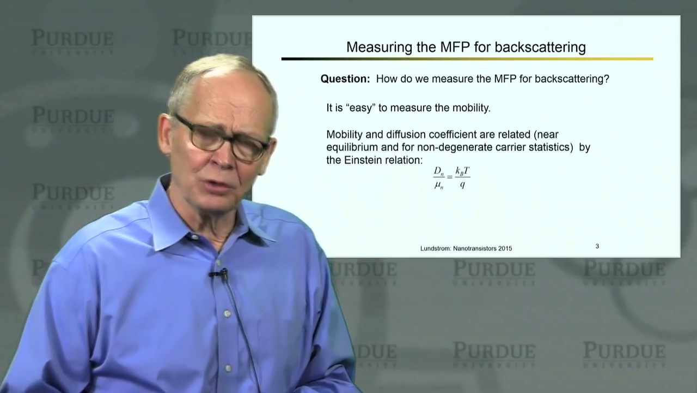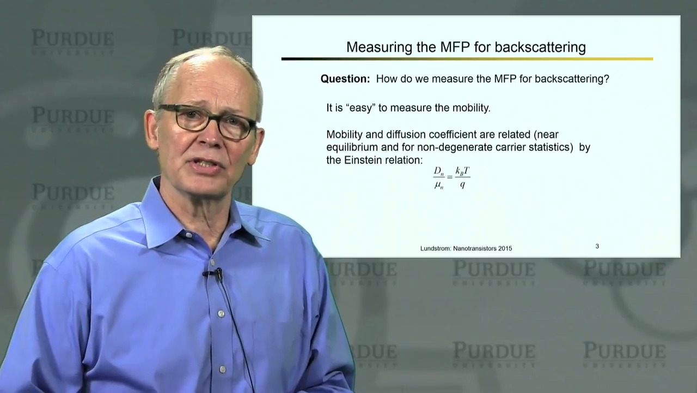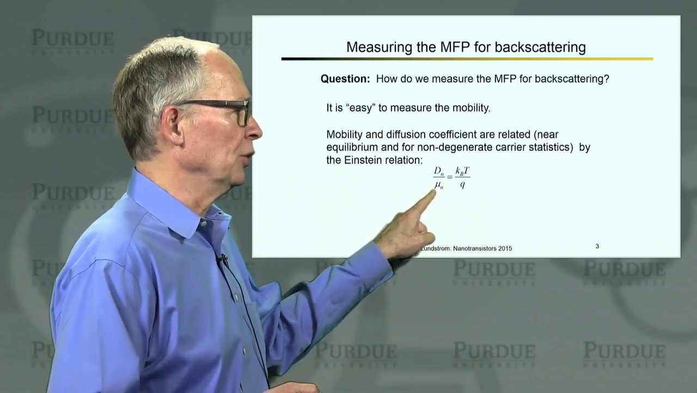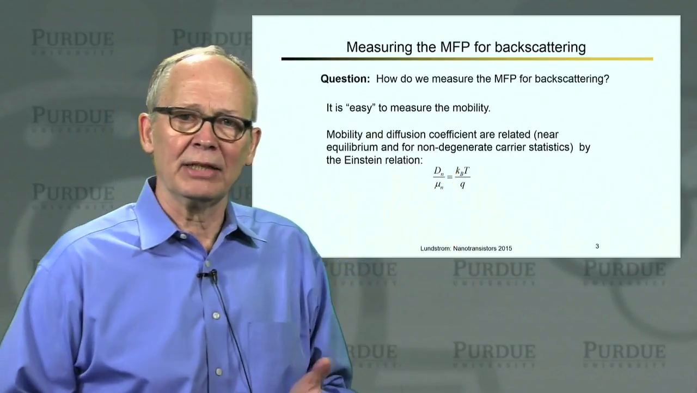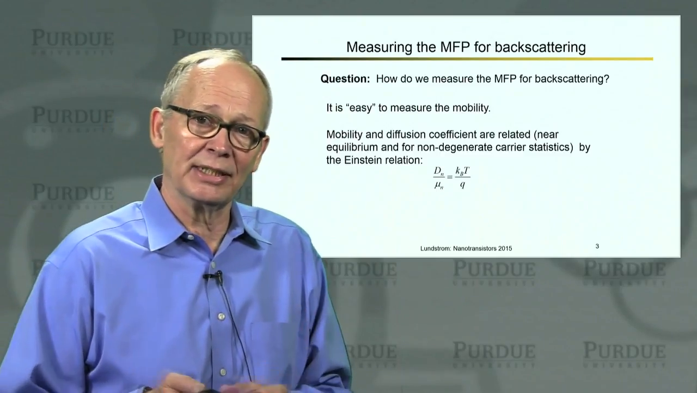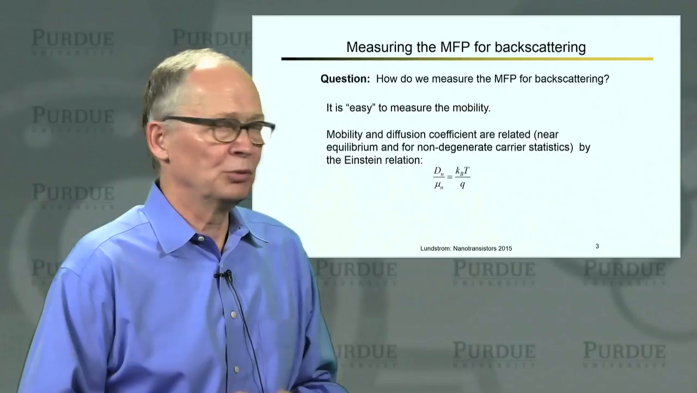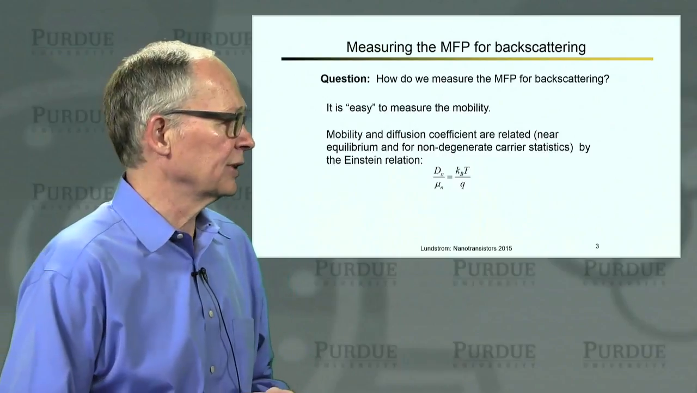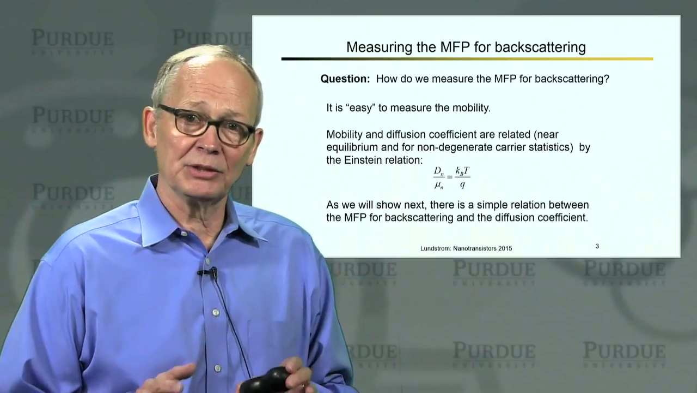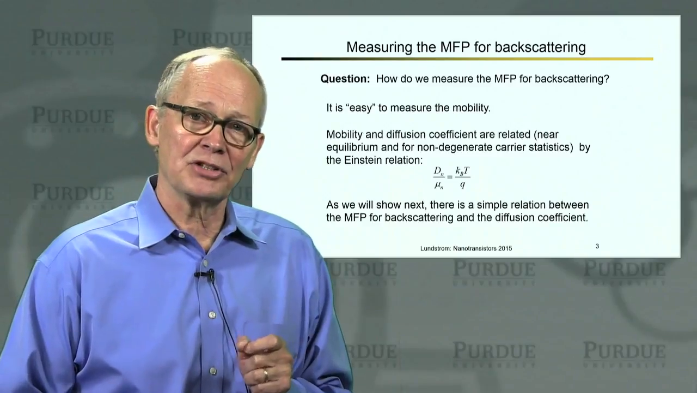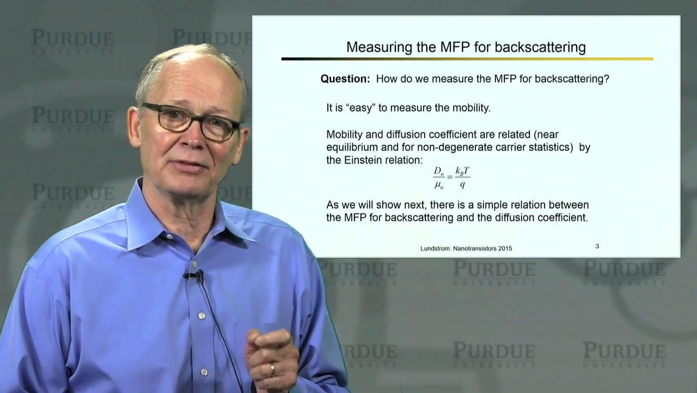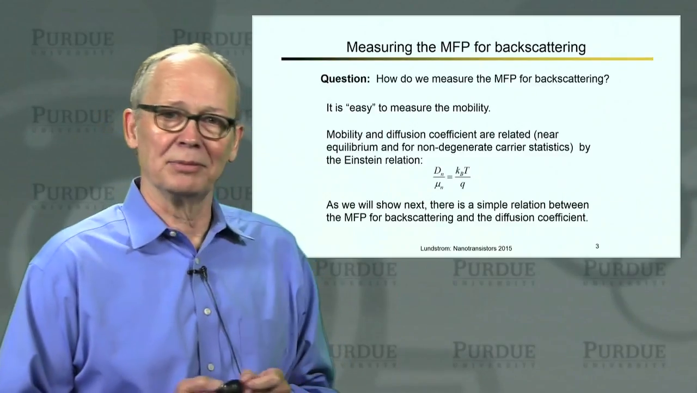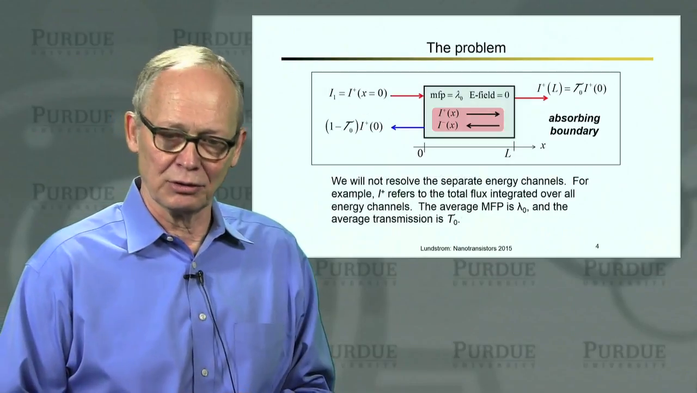We also know that the mobility and the diffusion coefficient are related by the Einstein relation near equilibrium: D over mu is equal to kT over q. Near equilibrium, the temperature is the lattice temperature, say 300 K. We may have measured data for the mobility, so we can use this relation to deduce the numerical value of the diffusion coefficient. As we will show next, there is a very simple relation between the diffusion coefficient and the mean free path for backscattering, and we can use that relation to extract the mean free path from the diffusion coefficient.